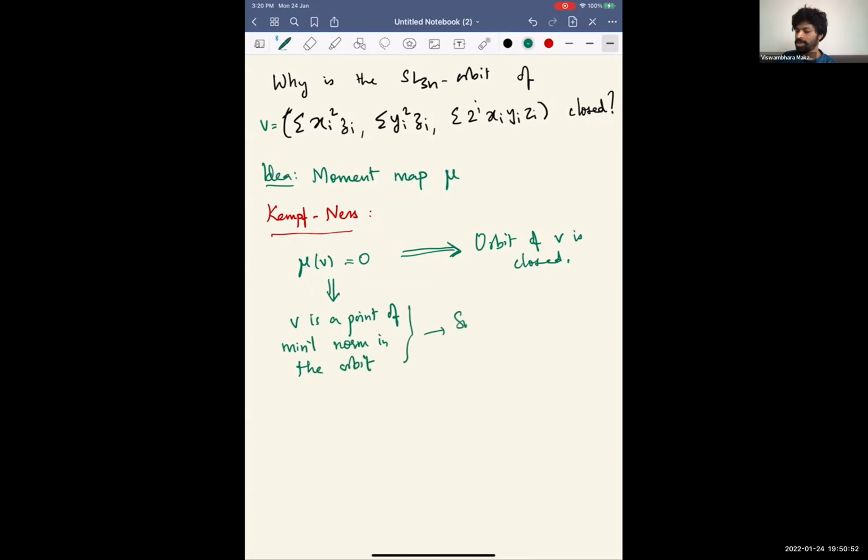And such a point of minimal norm exists if and only if the orbit is closed. So the moment map tells you a lot more than you really want in this case. Here you just want to know that the orbit is closed. But I'm trying to figure out any way to show that the orbit is closed.